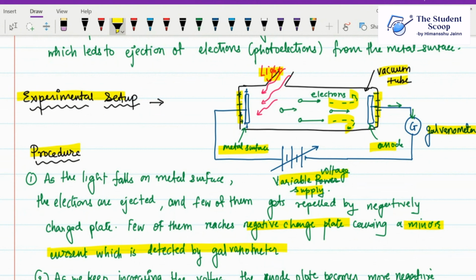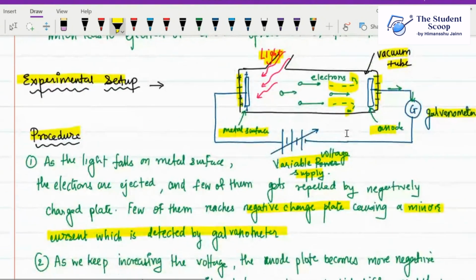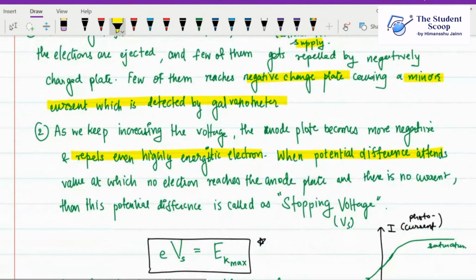So the galvanometer or ammeter will detect the minute current that is caused by the electrons reaching from the metal surface to the anode. Now, as we keep on making the voltage high enough that the plate can now repel even high energy electrons, if we keep on increasing the potential difference, at a certain point, when the potential difference attains a value at which no electron reaches the anode, that is, there is no current, the current detected by the galvanometer drops to 0. That potential difference is called the stopping voltage. So this is very important.